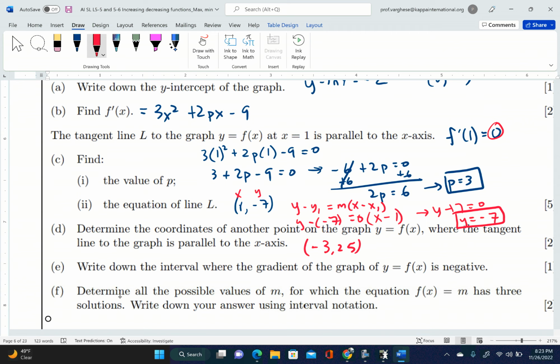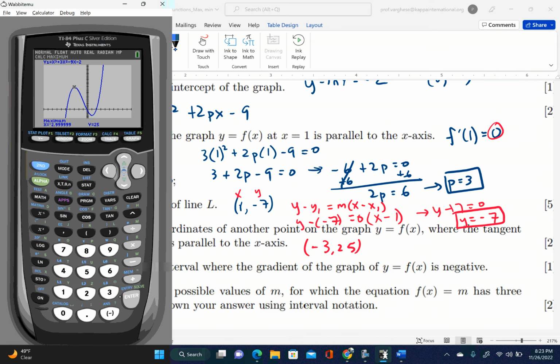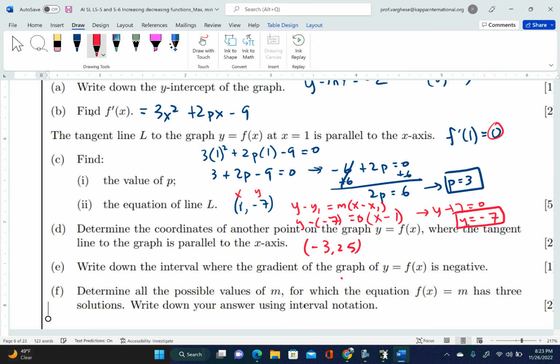All right, letter E. Write down the interval where the function f of x is negative. Okay, so again, right here, this is where this function is negative. It looks like we just found out that this number is -3. This minimum right here is at 1. So you can find this max, find this min, and you could say that the interval is from -3 to 1, or you could write it this way, from -3 to +1. Either answer is completely acceptable for the interval.